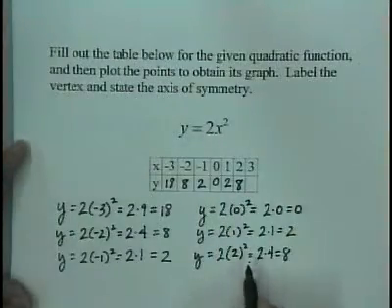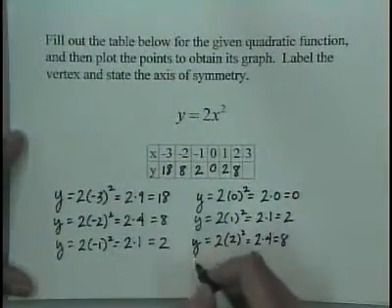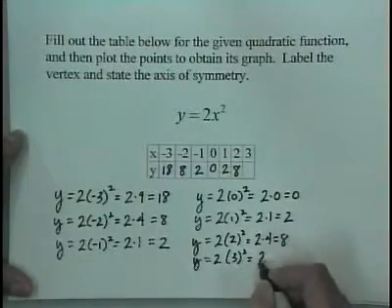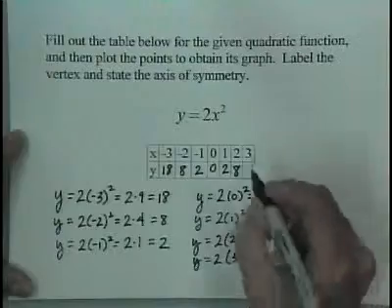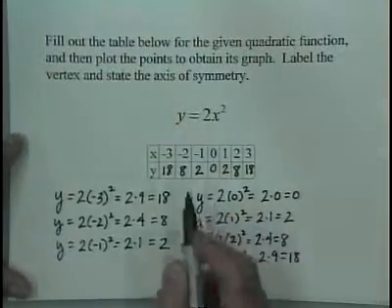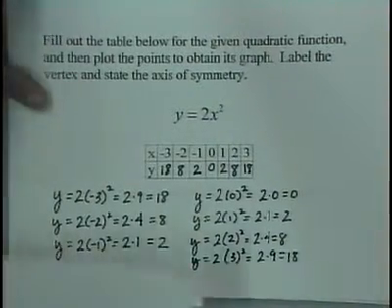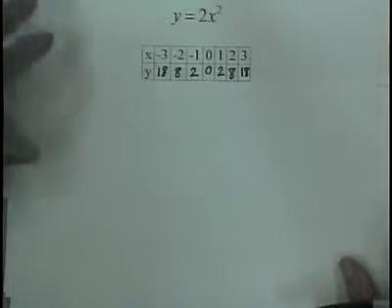And for 3, if you follow this pattern, I need to find 2 times 3 squared, or 2 times 9, which is 18. And so these are the points that I want to plot and come up with the graph of the function. Let's translate them to another piece of paper.